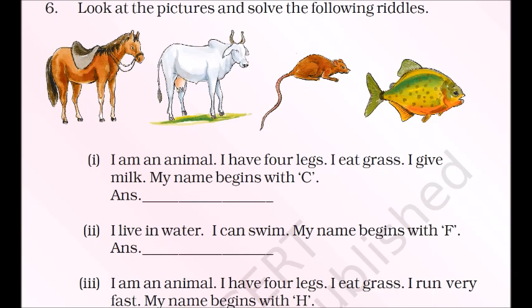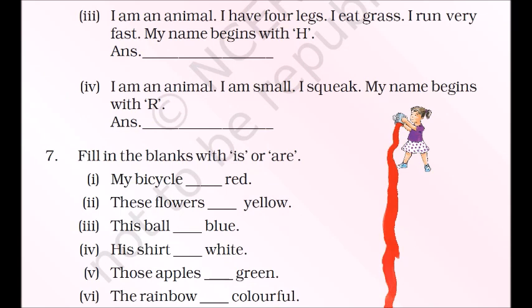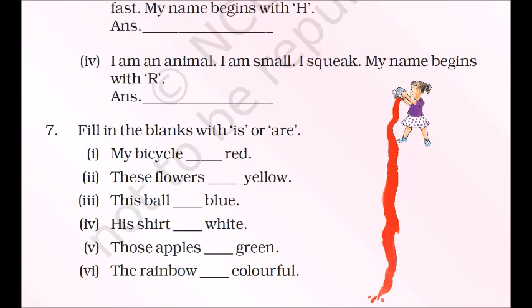I live in water. I can swim. My name begins with F. Fish. I'm an animal. I have 4 legs. I eat grass. I run very fast. My name begins with H. Horse. I am an animal. I am small. I squeak. My name begins with R. Rat. Fill in the blanks with is or are.